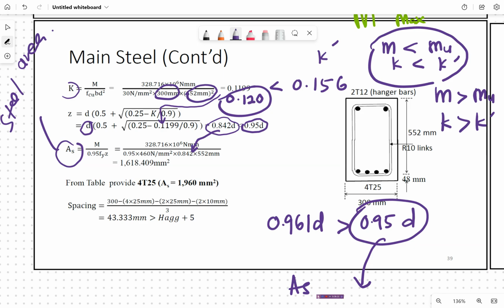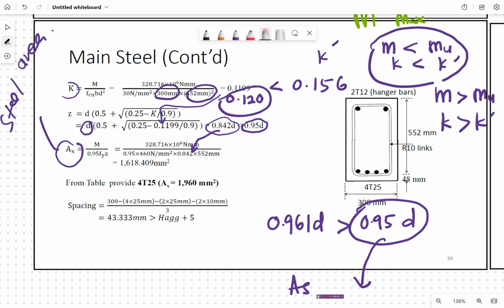Next, we calculate the steel area. Just put in the formula M divided by 0.95 fy z. M here is the ultimate bending moment from before, or the maximum bending moment, 328.716, and it is in Newton mm, because when we calculate, we must make sure all units are the same. If kilonewton, use kilonewton; if newton, use newton. Don't have both newton and kilonewton in one equation. Cannot.